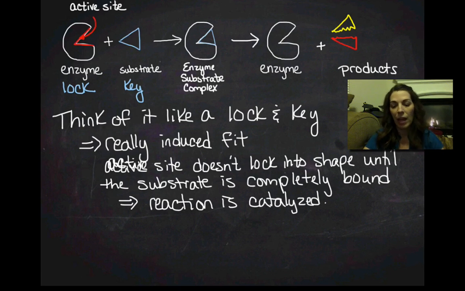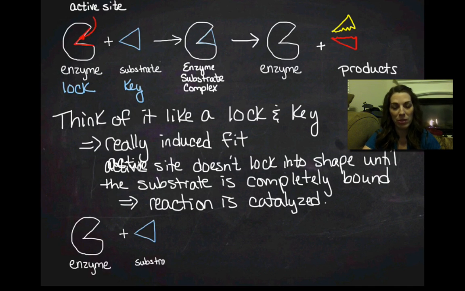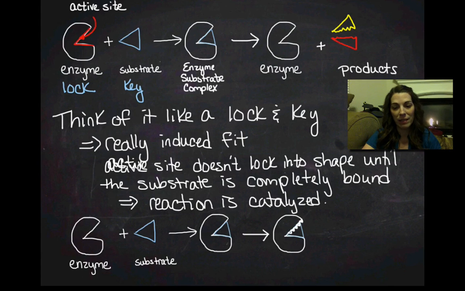My bad. So once the active site locks into place, once it's bound to the substrate, you're going to get the reaction catalyzed. So if I modify my picture, there's my enzyme, there's my substrate, they bind together, they get locked into place, and then the active site changes a little bit. In this case, Pac-Man grows teeth. There we go. So that would be my induced fit model, right? But you're going to get the exact same reaction. So you'd end up with the same products at the end. So that's the basics of what's happening.